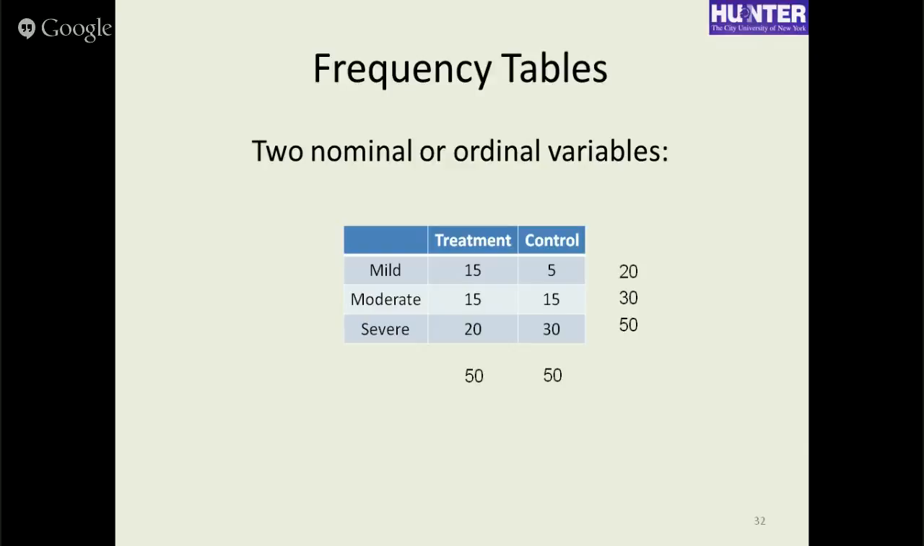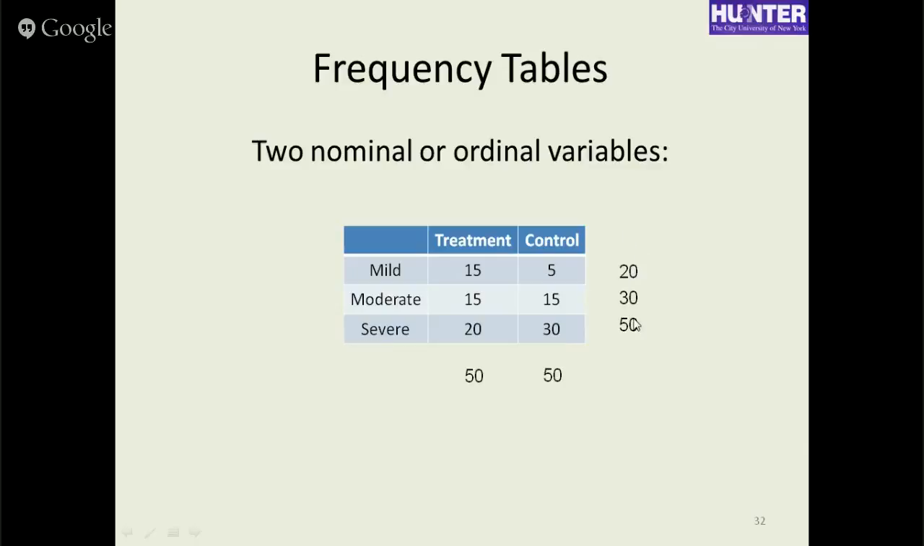So when we have two nominal or ordinal variables, we can make a two-way frequency table, of which this is an example. Instead of just having one row or one column, as before, we have rows and columns. It's just adding up the number of records with each possible combination of these two variables, treatment and pain. If you have three variables, then you would have to do this as a series of two-way frequency tables.